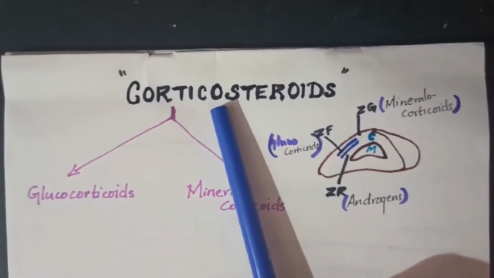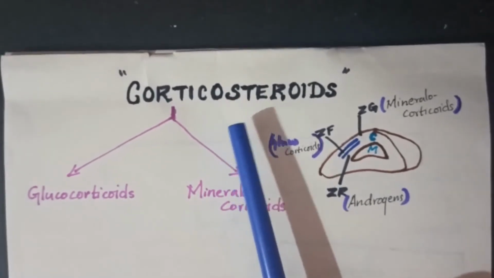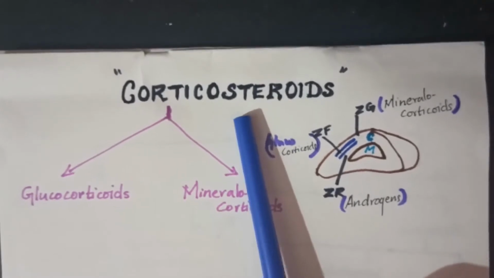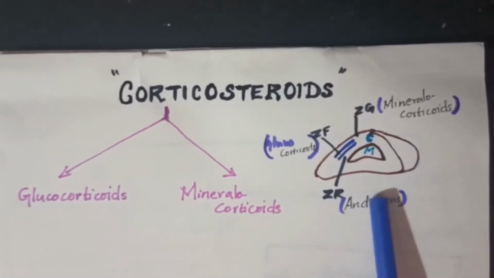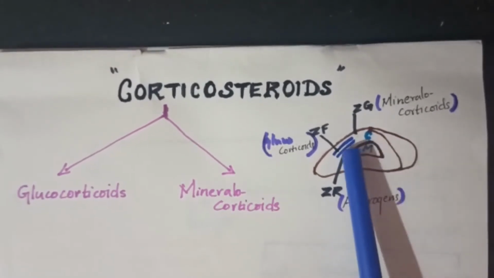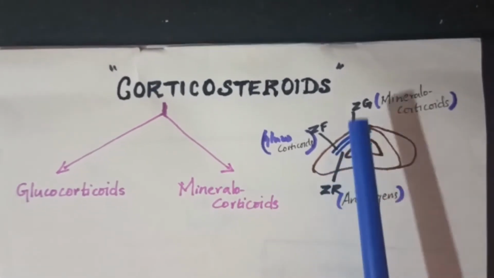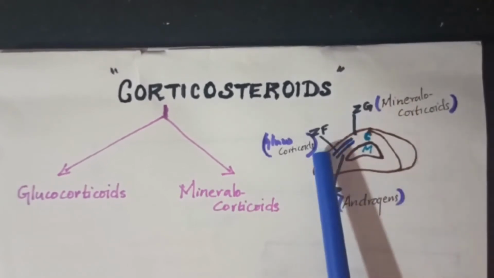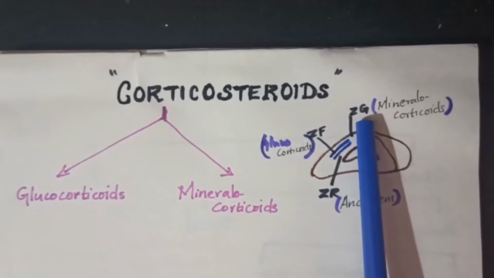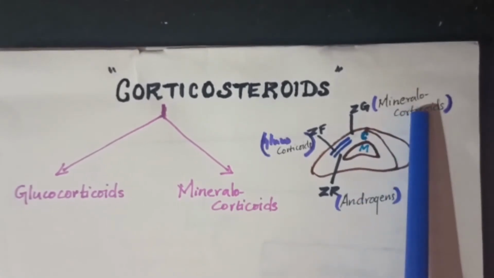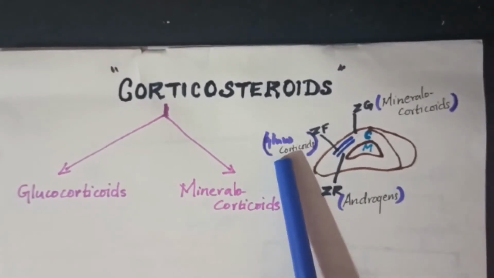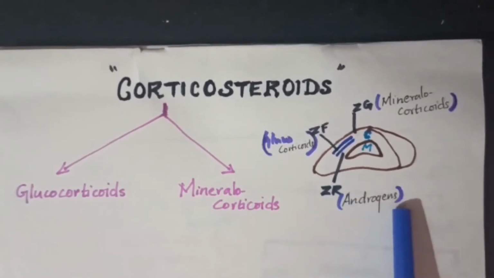Corticosteroids are classes of drugs that are similar to endogenously produced cortisol by the adrenal cortex. As we know, the adrenal gland is composed of two portions, that is medulla and cortex. The cortex is further divided into three zones, that is zona glomerulosa, zona fasciculata and zona reticularis. The zona glomerulosa secretes mineralocorticoids, whereas zona fasciculata secretes glucocorticoids and zona reticularis secretes androgens.